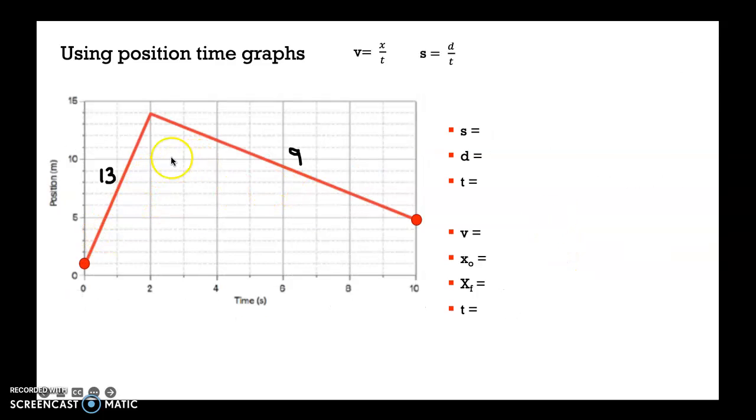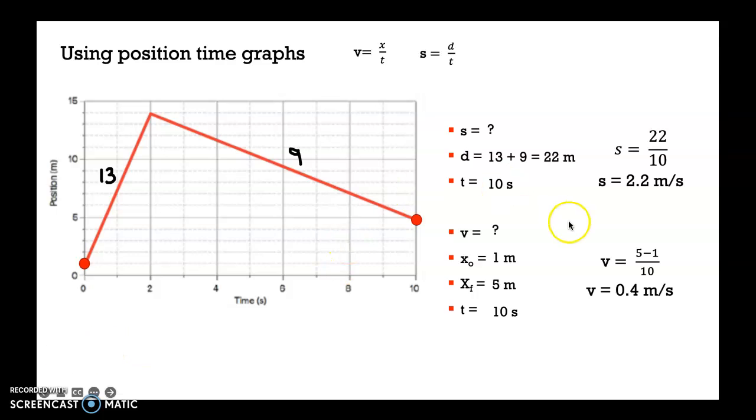Okay, let's do this one using another position time graph. So I'm going ahead because I know it can be a little bit hard to read sometimes, but I give you the distances of the two different sections of line. So take a second, pause the video, and go ahead and solve for speed and velocity.